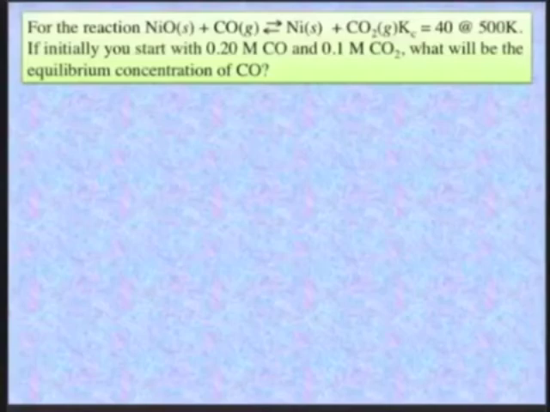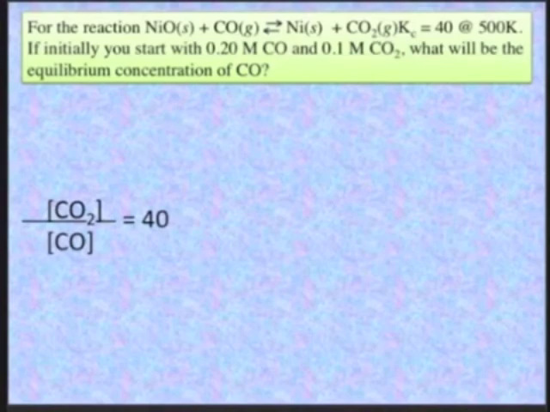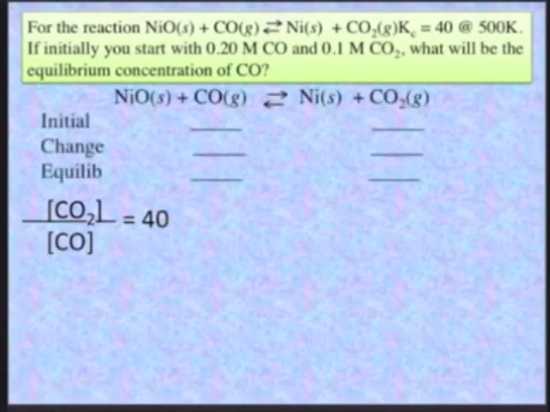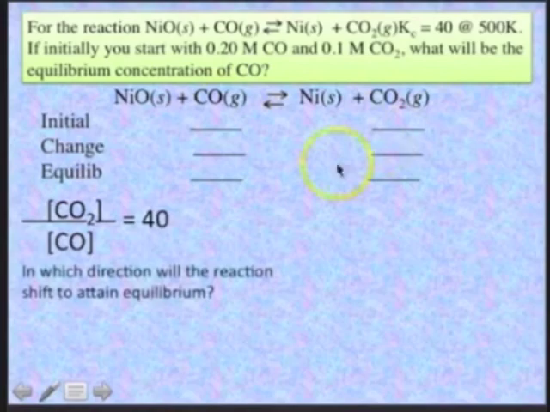Go ahead, turn it off and see if you can do this. Okay, did you make the first mistake or not? Did you understand that you've got gases and solids, and it's only the gases that appear in the mass action equation? So it's the concentration of carbon dioxide divided by the concentration of carbon monoxide equals 40. The nickel oxide and nickel solid do not appear in the mass action equation. Okay, so now we can put our grid in, initial, change, and equilibrium, but we're only concerned with carbon monoxide and carbon dioxide.